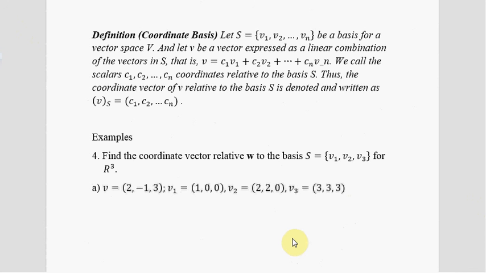So we call the scalars that we get from the linear combination the coordinates relative to the basis S. Thus, the coordinate vector of V relative to the basis S is denoted here. And so if a question asks you to find the coordinate vector relative to some basis, all they're saying is solve the system, and the system solution that you get, those are the coordinates. That's all. Let me write it out so you can see it.